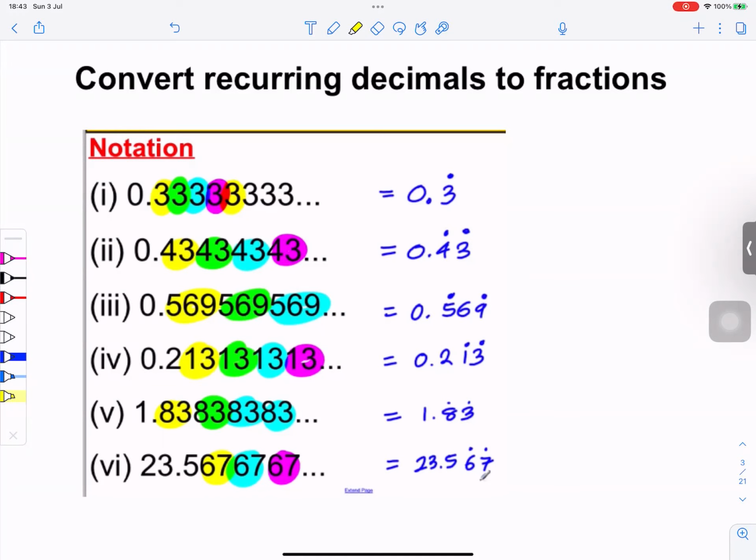Okay, the next one. Only one and three are recurring, and two is only there one time. So we put dots only on the one and three. That's correct. Okay, the next one. Both the numbers eight and three are recurring, so we put a dot on them. And the last one? Five was only there once, so we don't put a dot on it, but we put a dot on the numbers six and seven.